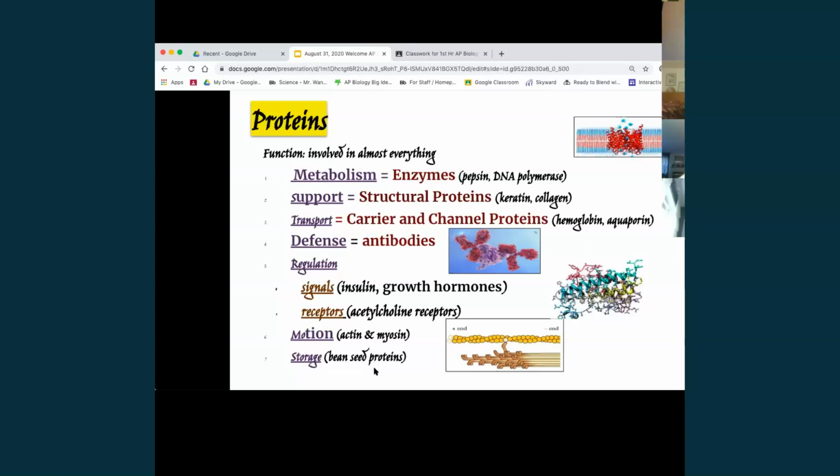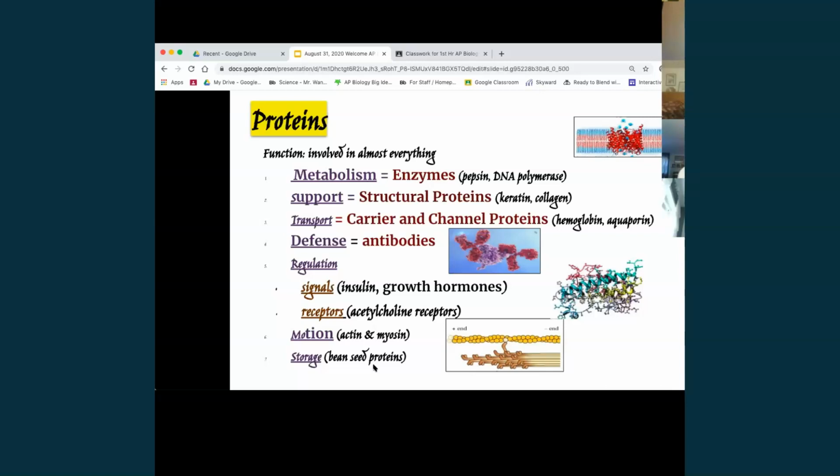And then proteins also serve as storage. I think our best example is beans. The seed itself contains protein that is stored energy, right? We've already talked about how carbohydrates and lipids give us energy. Our last source of energy is our proteins.